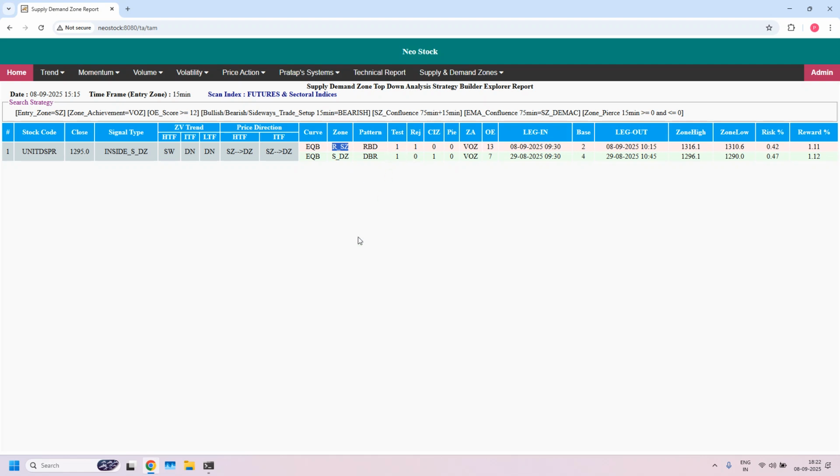Already tested once. Is it going to work one more time? That is depending on lesson 20 checklist items. If they are satisfied, we can plan the trade. Otherwise, there are higher chances of zone violation. That is what we should understand.